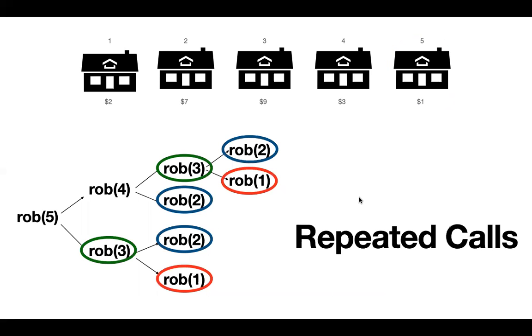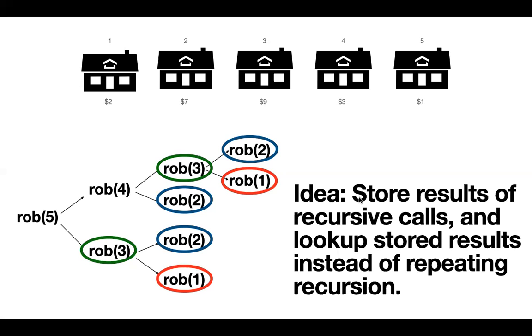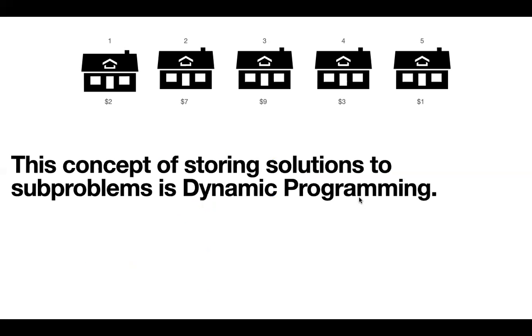And what we can notice here is that there's a lot of repeated calls to the same function. So we know that in this problem, if we call rob of 3 twice, it should always return the exact same value. So to improve this, every single time we make a recursive call, we store the results so that instead of performing recursion over and over again, we can just look up the value from the first time we calculated it. And this concept of storing solutions to subproblems is dynamic programming.